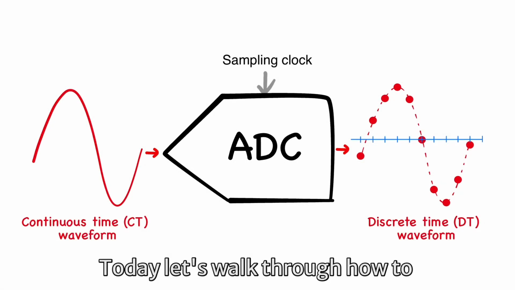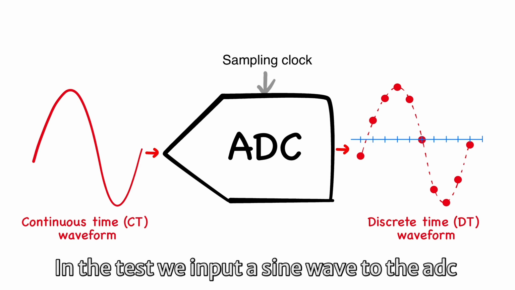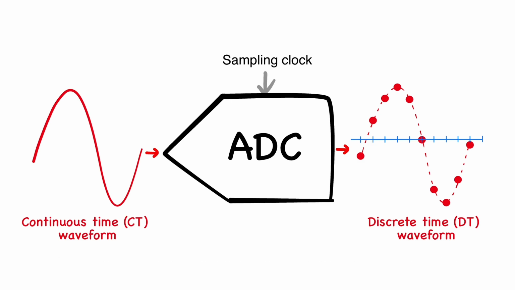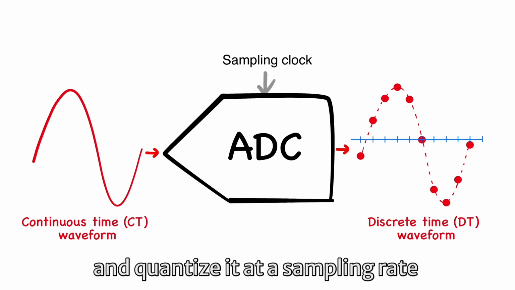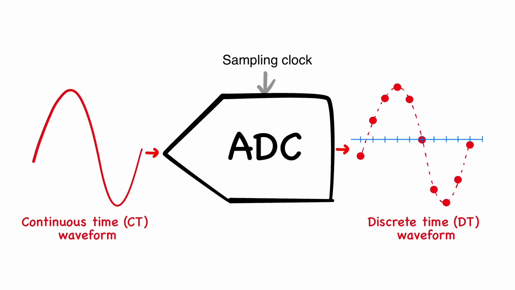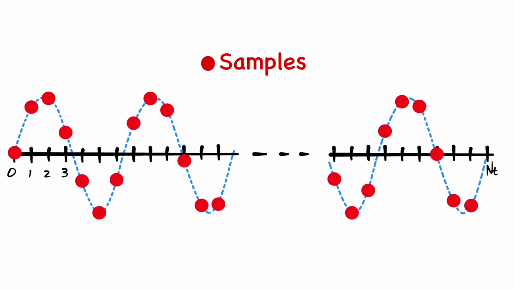Today, let's walk through how to select the input frequency for ADC dynamic test. In the test, we input a sine wave to the ADC. The ADC takes the value of this sine wave and quantizes it at a sampling rate. The ADC outputs a series of numbers called samples.